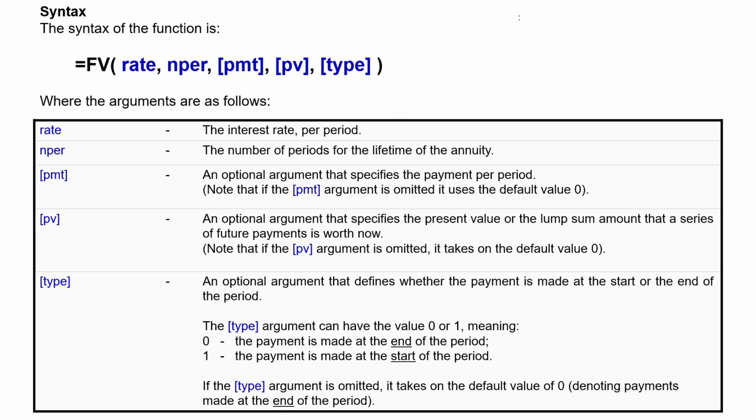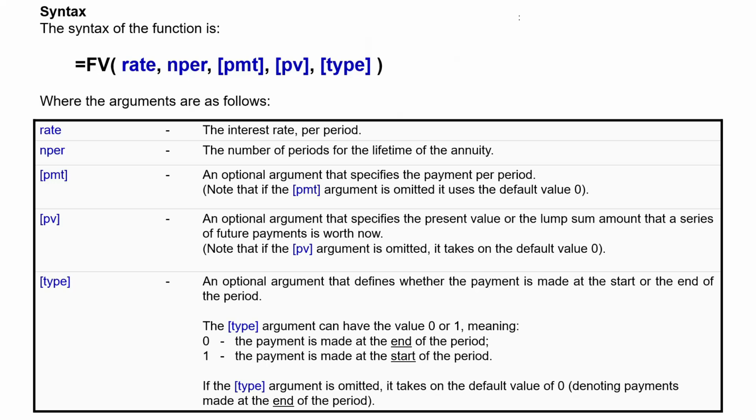The fourth argument is again an optional argument, which is PV, that specifies the present value or the lump sum amount that a series of future payments is worth now. Again, if the PV argument is omitted, it takes on the default value 0. The last of the arguments is type, which is again an optional argument that defines whether the payment is made at the start or at the end of the period.